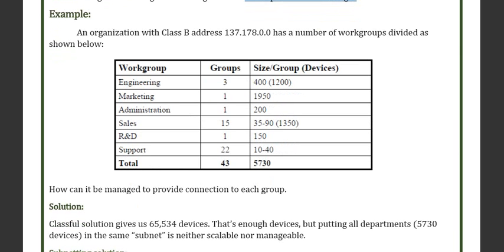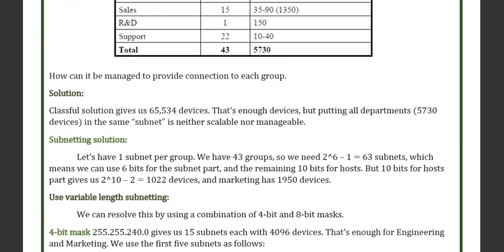Here you can see we have our class B IP address, which is 137.178.0.0. Then we have divided it into sections such as marketing, engineering, administration, sales, R&D, and support. In total we have 43 groups, and the size of the groups is 5730 devices. Now we need to find a solution.